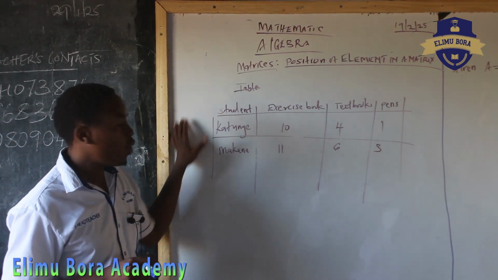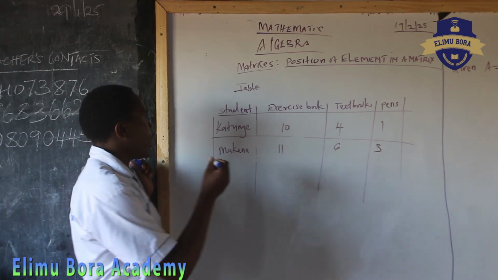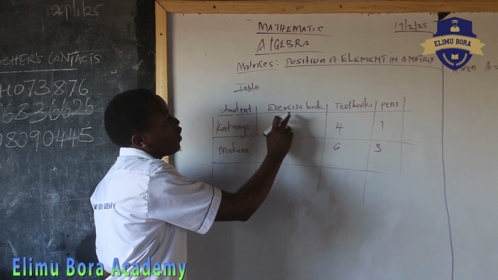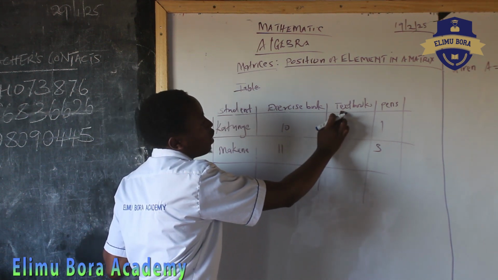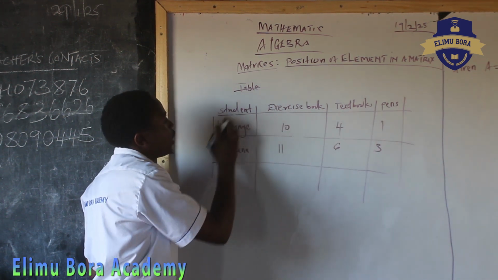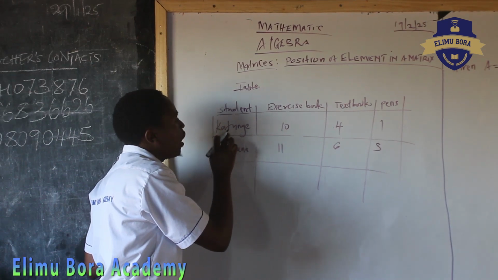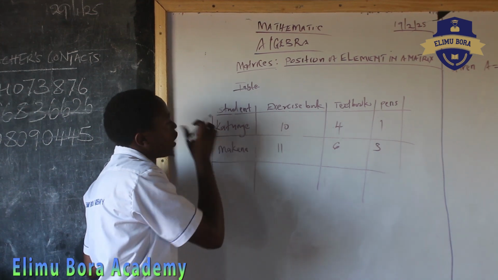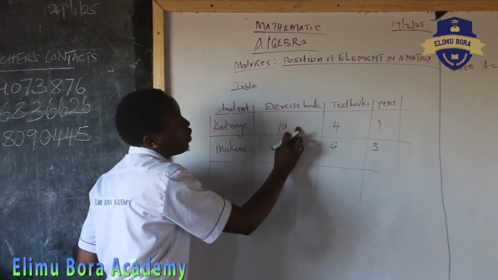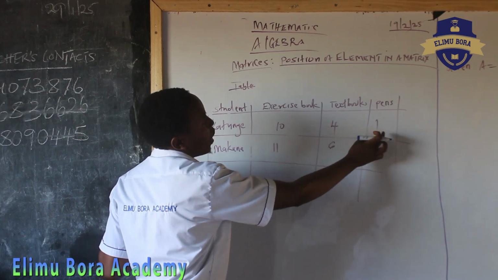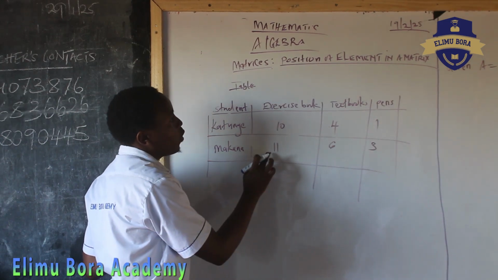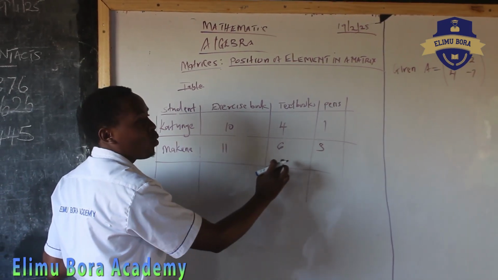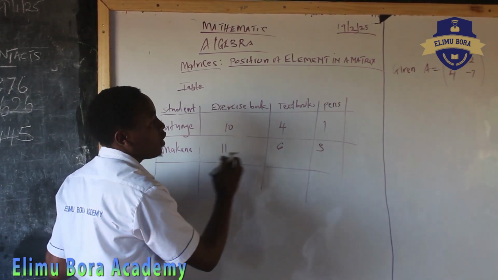Then you realize here, we have been given a certain table, whereby in this table, we have what class? We have students. Then? Exercise book. Then? Textbook. So you realize within the students we have who? Katunga and who? Makena. So let's start with Katunga. Katunga has how many books? 10. Textbook? 4. Pens? 1. Makena has how many textbook? 11. Makena has how many textbook? 6. Exercise books? 11. Then pens? 3.